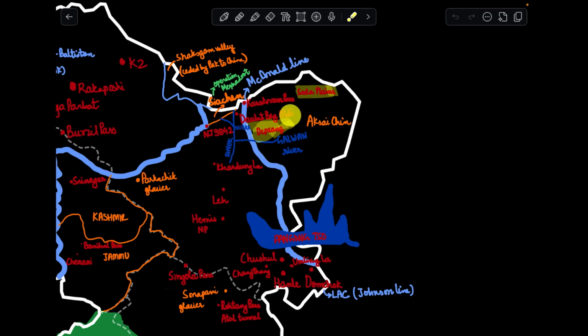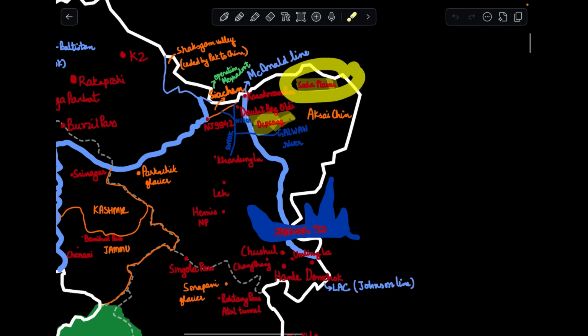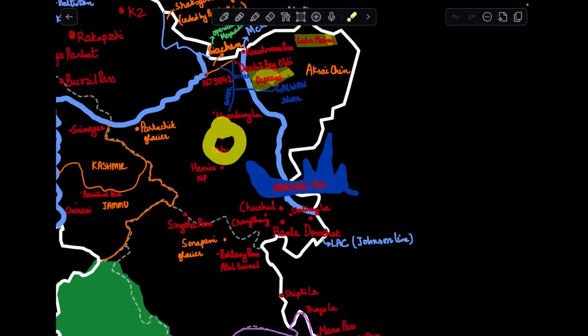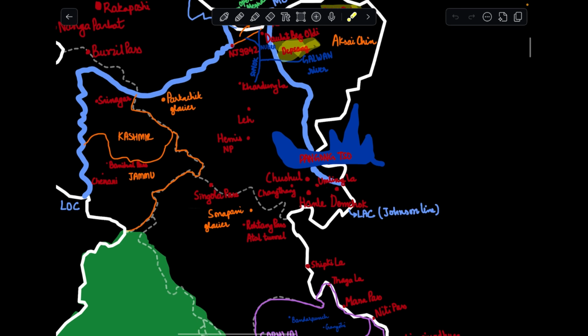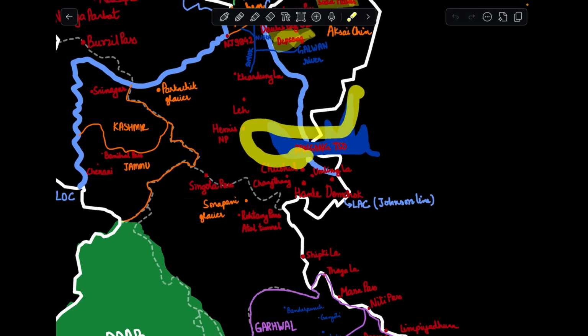So there were some conditions in the Depsang Plains, and this is the Sada Plains. Then here we have Leh and the Hemis National Park, as we have discussed in the previous videos. So we have this Parachik Glacier in Ladakh, and this lake over here, the Pangong Tso Lake.